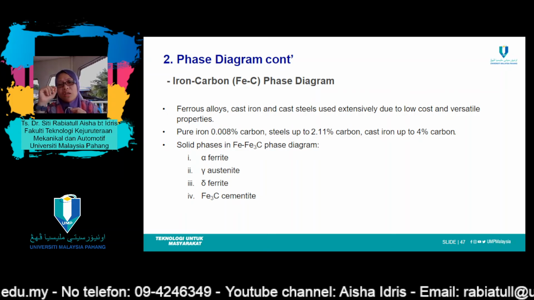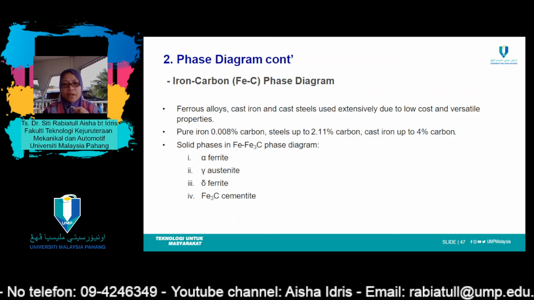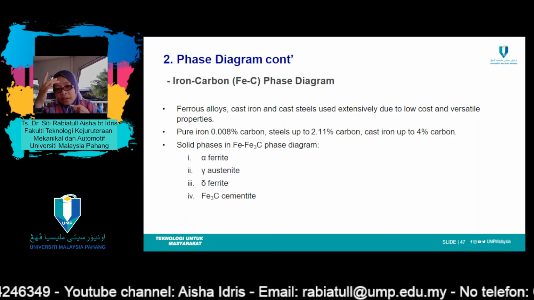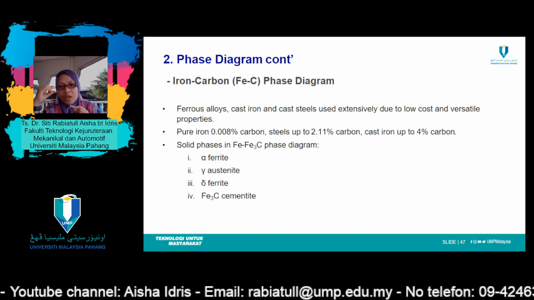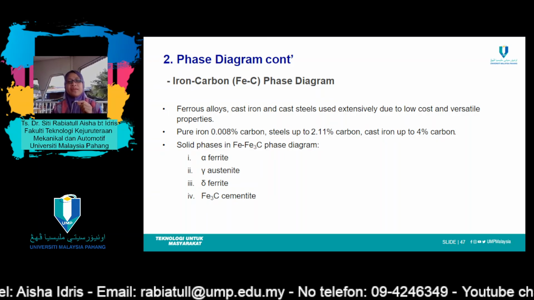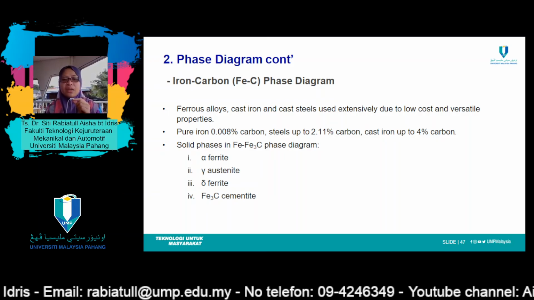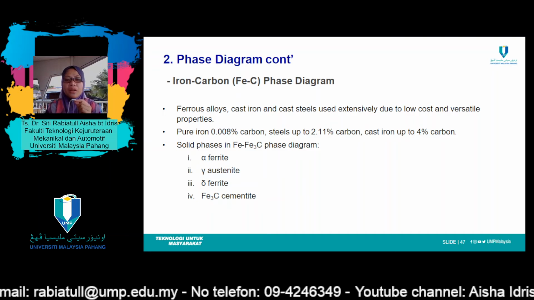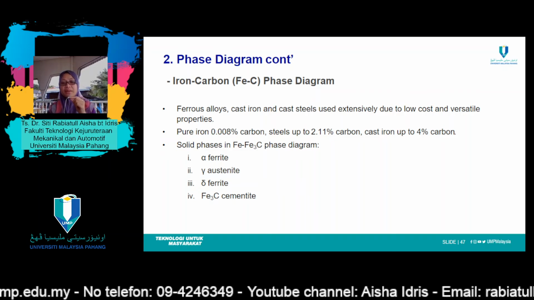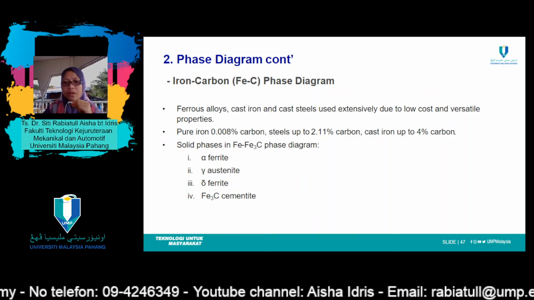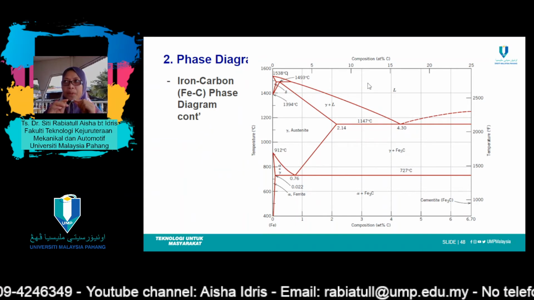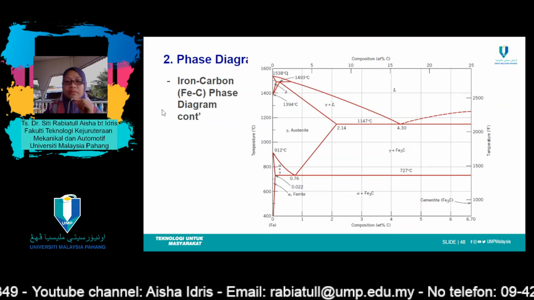So now I'm going to refer back to our iron carbon phase diagram. And if you still remember, our phase diagram has different phases, like ferrite, austenite, alpha ferrite, delta ferrite, and also cementite, which is the intermetallic compound. Okay, so this is again the phase diagram for iron carbon.